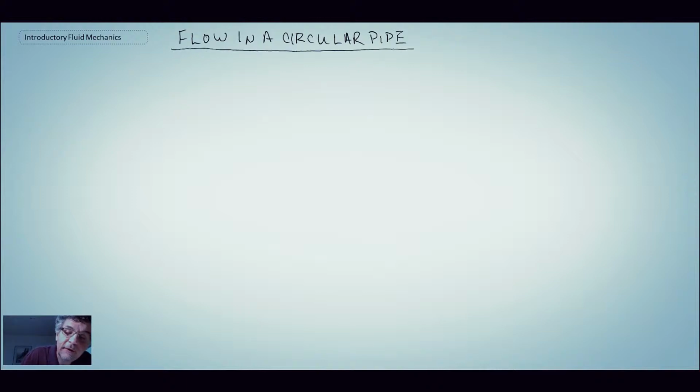Okay, what we're going to do in this section is take a look at flow in a circular pipe. And we're going to look at a little differential element of a circular pipe.